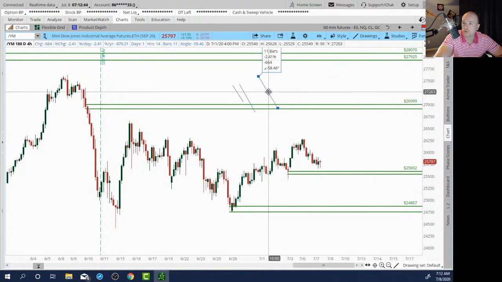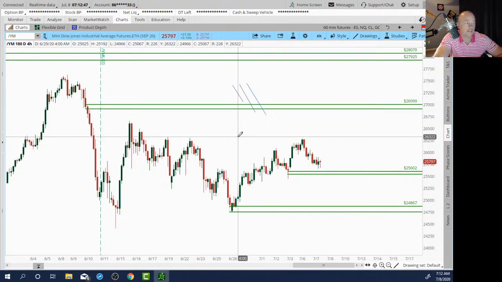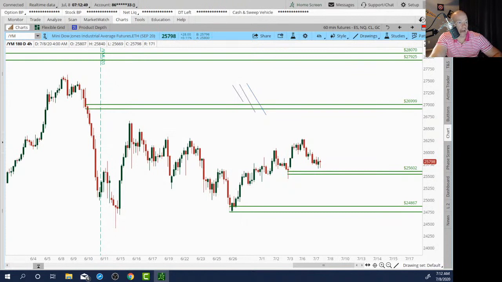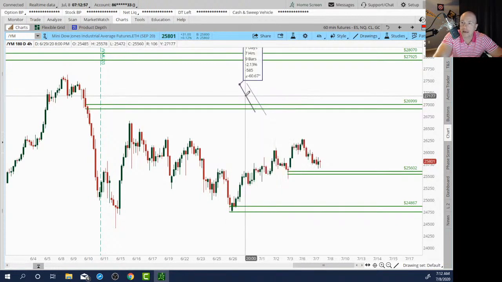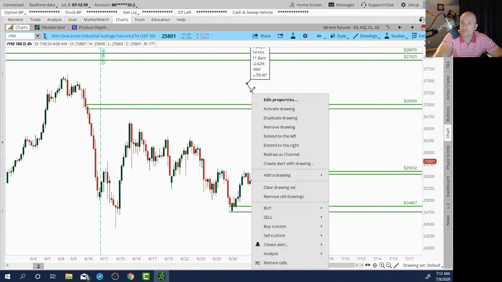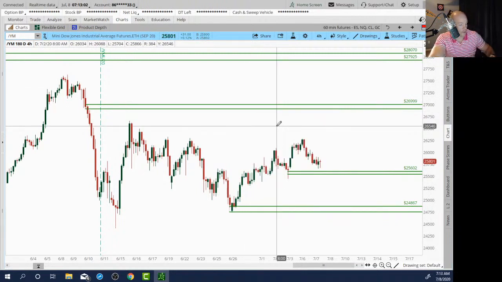Here's our third pullback, right? It's obvious to see that each of those pullbacks are getting larger. And with each of those subsequent pullbacks getting larger, it means that we have more exposure, right? We've got more exposure and more possibility that prices are gonna continue to come down.